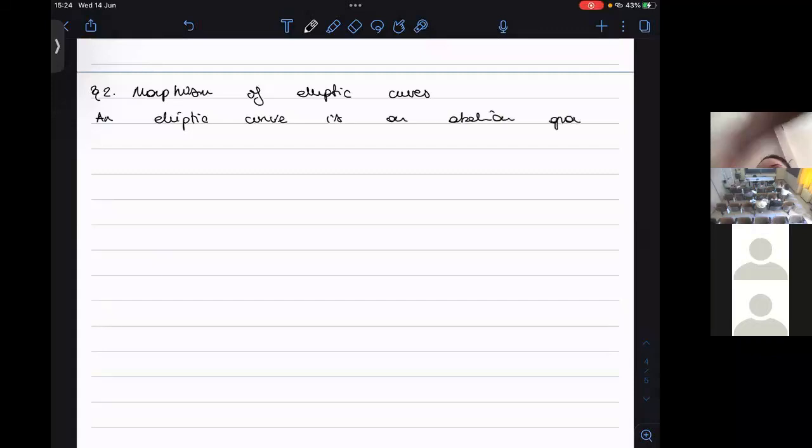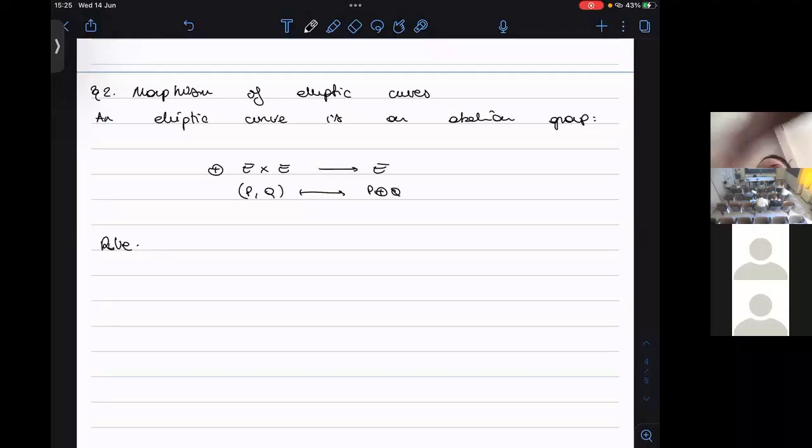Okay, so I continue with the second part, where I want to talk about morphisms of elliptic curves. As I said before, elliptic curves are also an abelian group. I don't know if it is the best way, but I want to introduce it in this way. So you can define an operation, which is defined by the following rule.